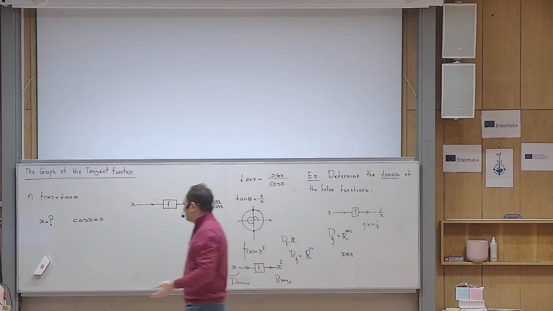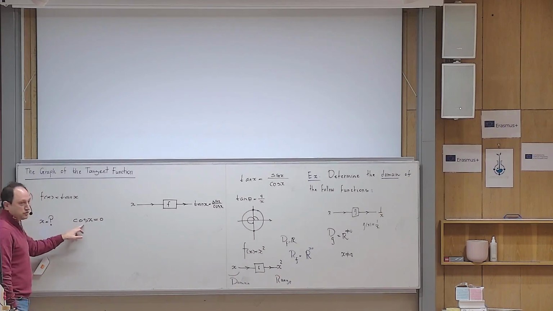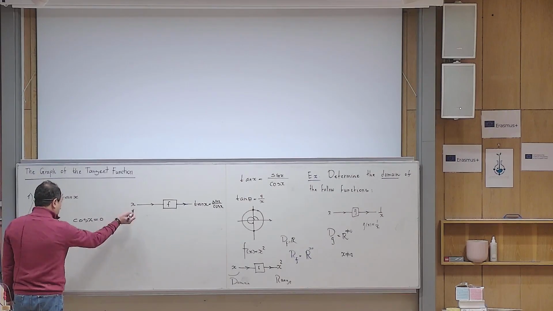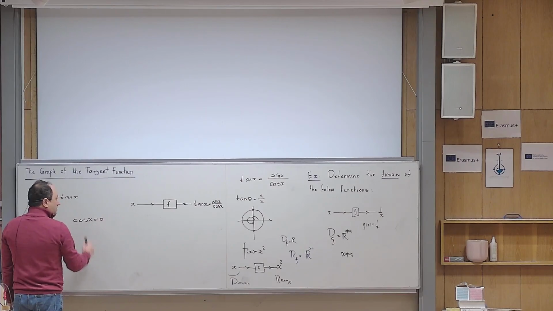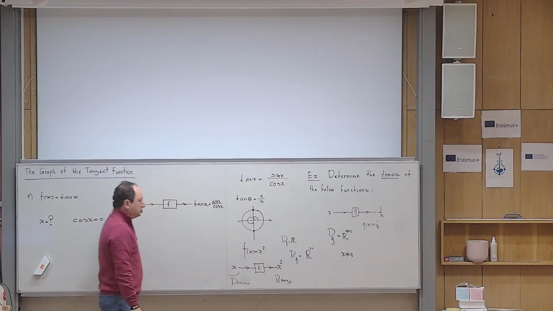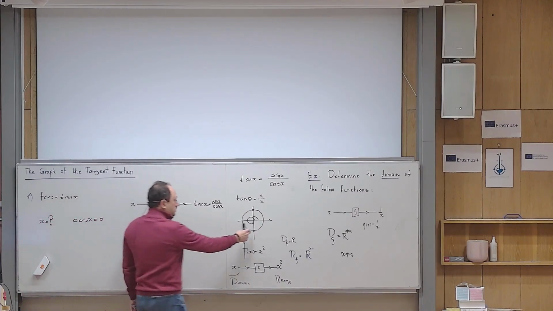So for which values is this function not defined? For those values for which cosine x is equal to 0. But then you have to solve it. You remember, cosine x equals 0 is one of the simplest trigonometric equations ever, yes? So how should I solve it? Cosine x is supposed to be 0 on the unit circle. When is cosine 0? At 90 degrees and this one, yes?